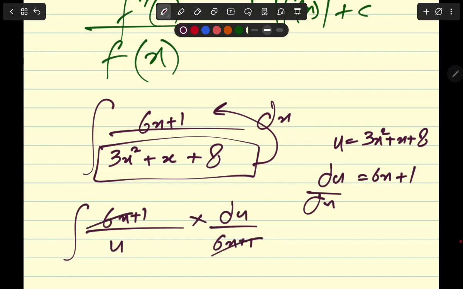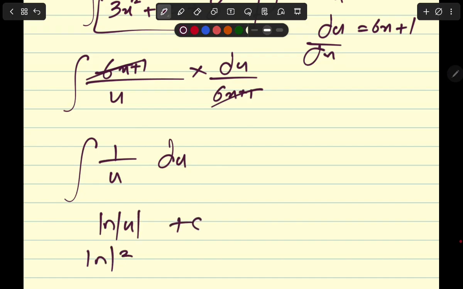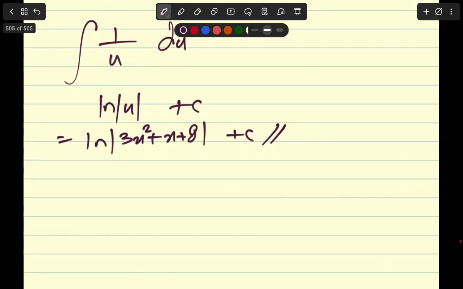I'm going to make the cancellations, and now I have 1 upon u du, which is nothing but ln u plus c, and u is equal to 3x squared plus x plus 8. That's it, plus c of course, and this is your answer. It's as simple as that. This is a recognition question. The algebra is very short once the structure is identified.